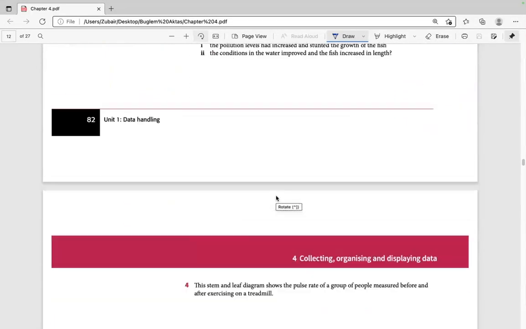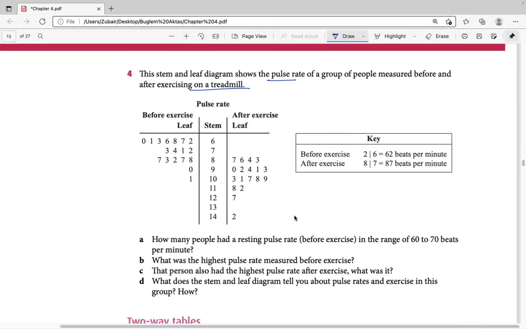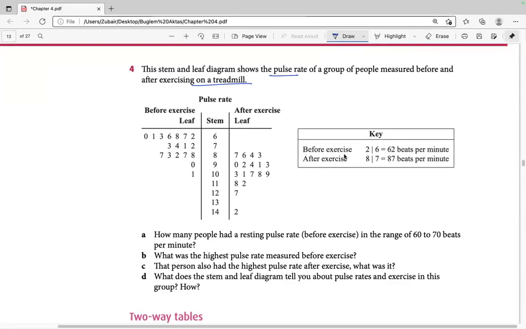Okay, let's try this question. The stem and leaf diagram shows the pulse rate of a group of people measured before and after exercising on a treadmill. So pulse rate before exercise on the left and after exercise on the right. And what does this key show us when we talk about before exercise? Normally, it is not necessary that only the first one would be given as the key. It could be any number, so we'll have to look for it.